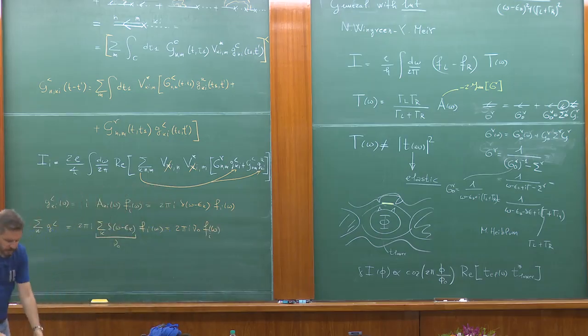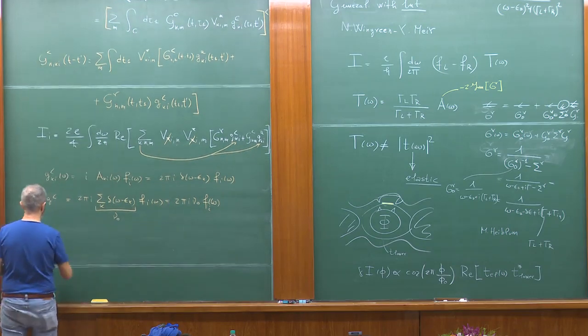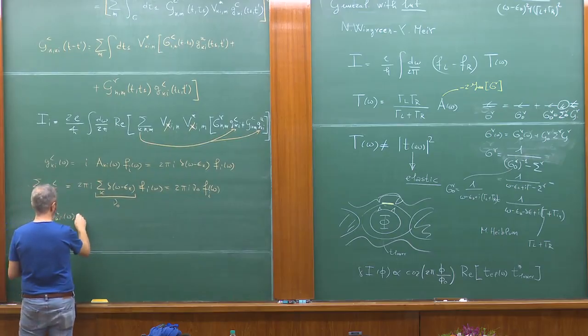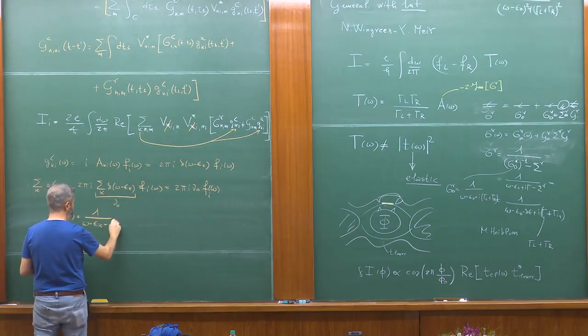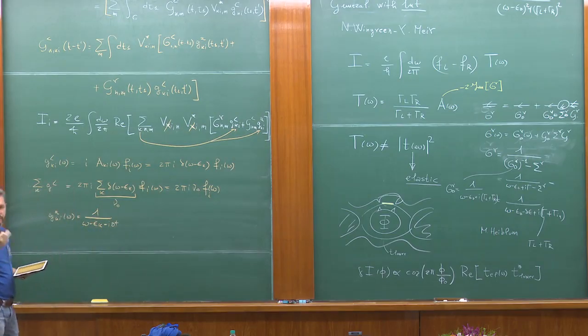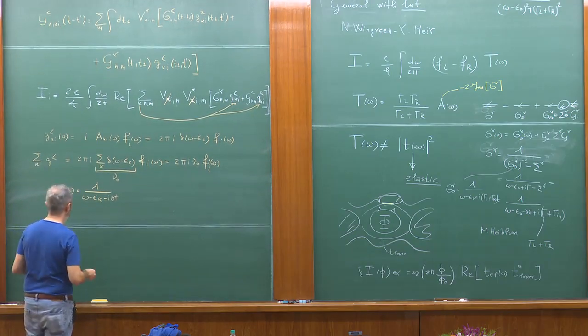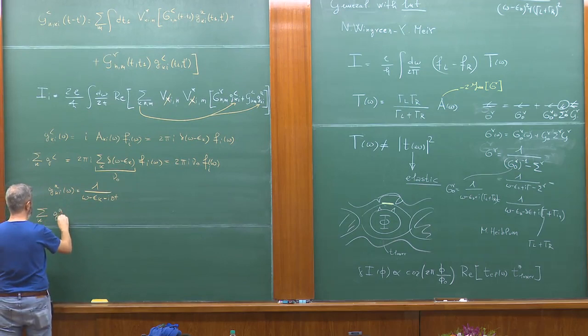Now, what about G advanced? G advanced is equal to 1 over omega minus epsilon k minus i 0 plus. 0 plus is the famous very tiny imaginary part that you put to regularize Green functions. And now I get to compute the sum over k of G advanced kI of omega.